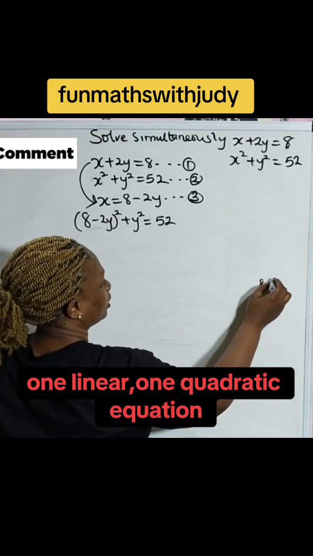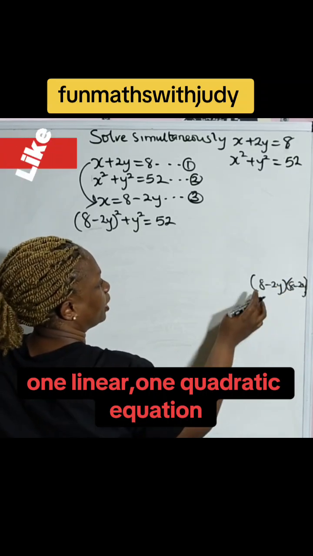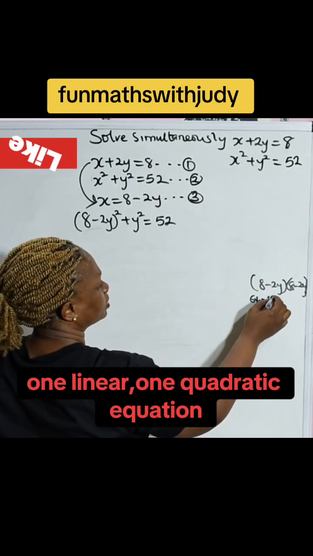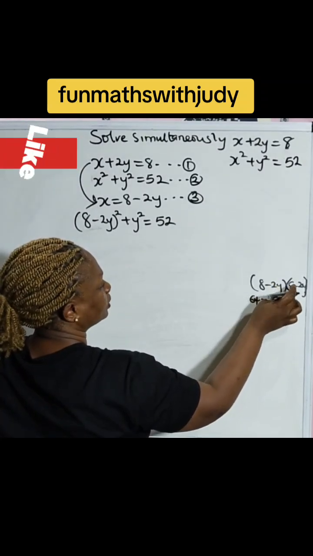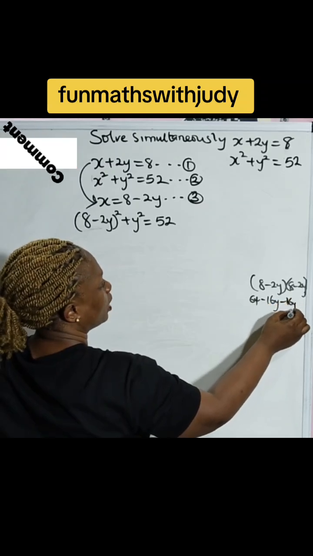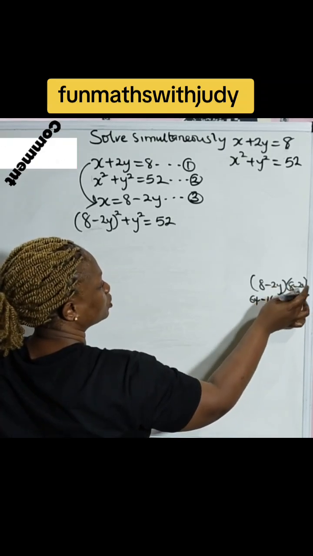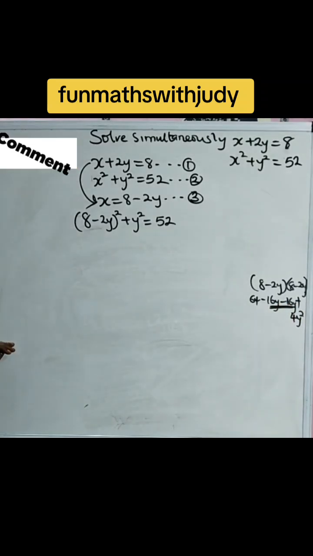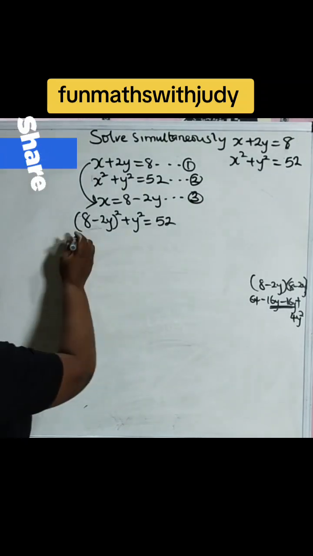We have 8 minus 2y times 8 minus 2y. 8 times 8 is 64. 8 times minus 2y gives us minus 16y. Minus 2y times 8 will give us minus 16y again. Plus, minus times minus is plus. 2y times 2y will give us 4y squared. Now if we add these two, minus 16y minus 16y will give us what? Minus 32y.